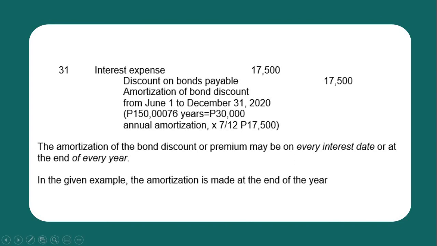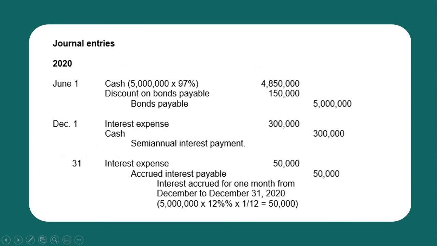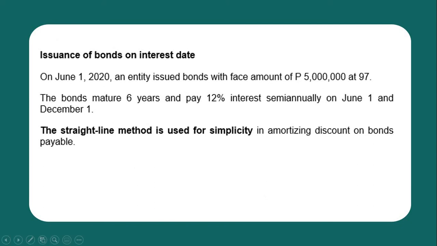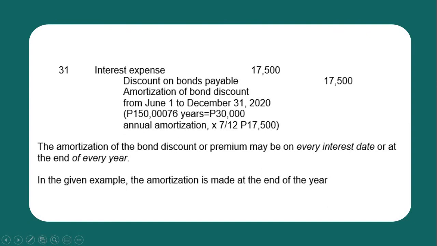I think I made a mistake here in the problem: this is not 6 years. The bonds mature in 5 years, so I need to change the figures. Instead of 6 years, it is 5 years. So the annual amortization over 5 years is 30,000, and then it is only 7 months, so times 7 over 12. Therefore, the amortization for 7 months is 17,500. The entry is debit interest expense and credit discount on bonds payable for 17,500.